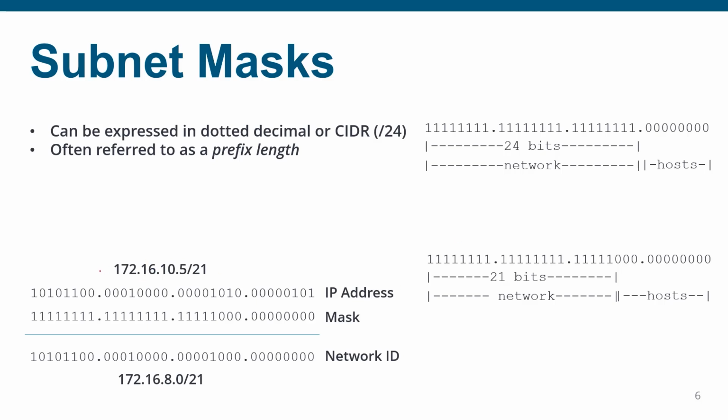So down here we have the IP address of 172.16.10.5, and it is a /21. The 21 in CIDR notation, that's classless interdomain routing notation, is often referred to as a prefix length. The number there, the 21 in this case, is 21 consecutive ones.